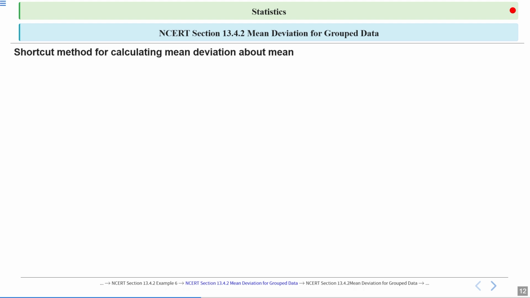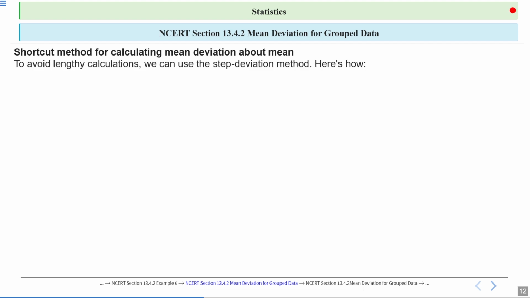Now we are focusing on a shortcut method for calculating the mean deviation about the mean in statistics. This method helps us save time and effort, especially when dealing with large data sets. We will see how shifting our calculation can make things much simpler. So now we will see the shortcut method for calculating mean deviation about the mean.